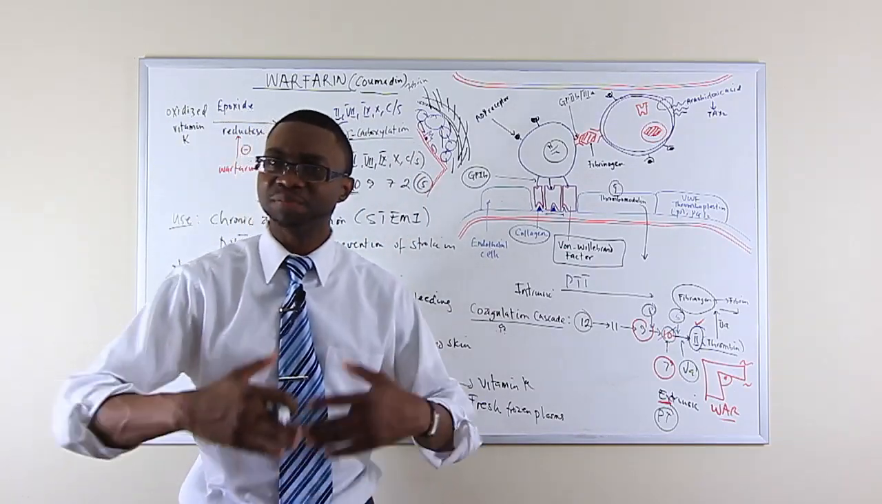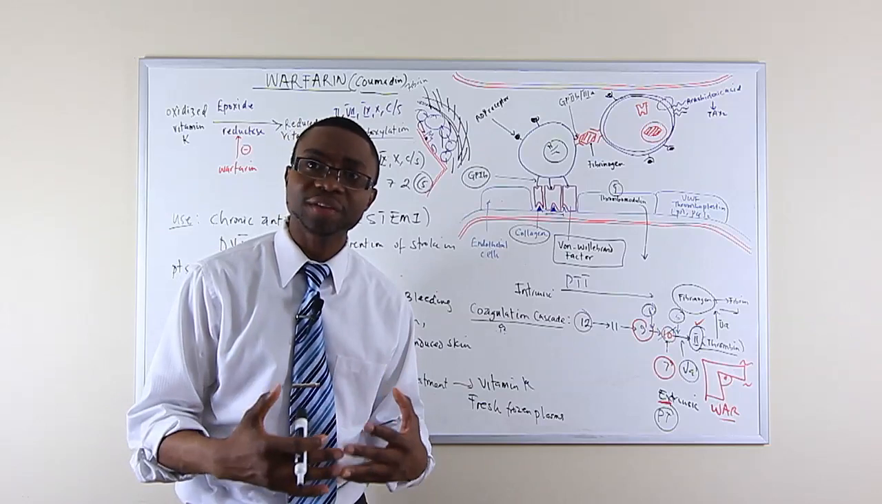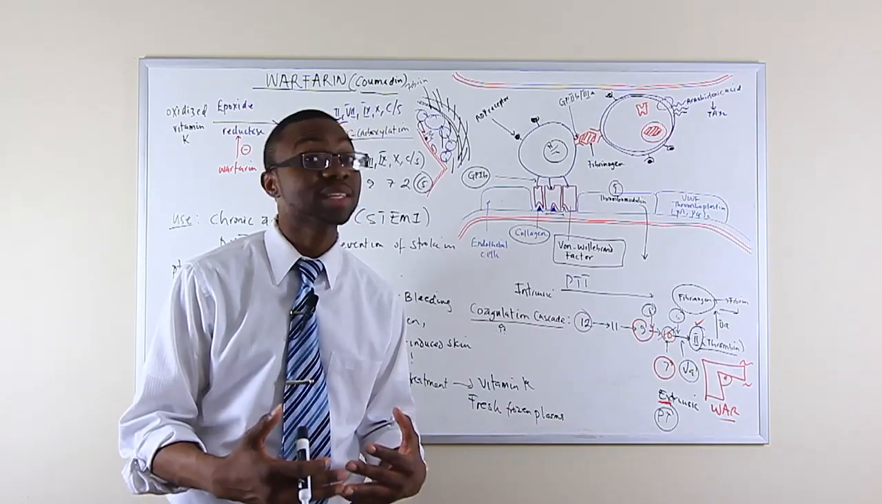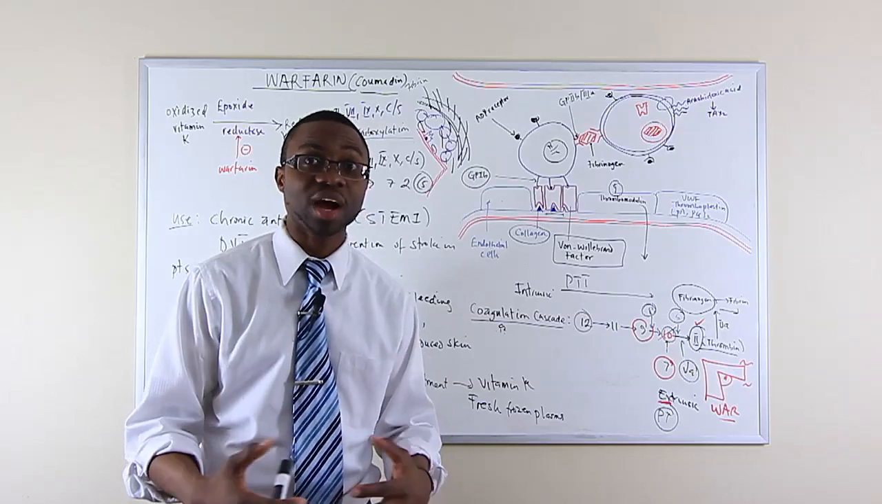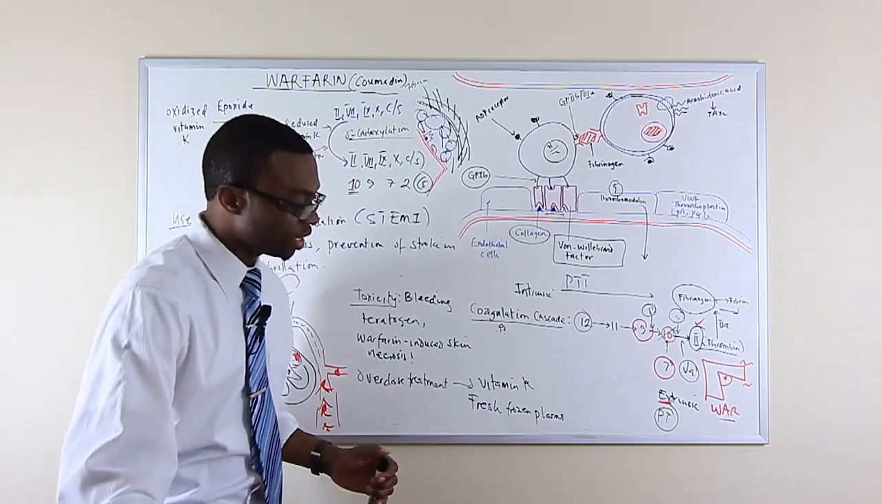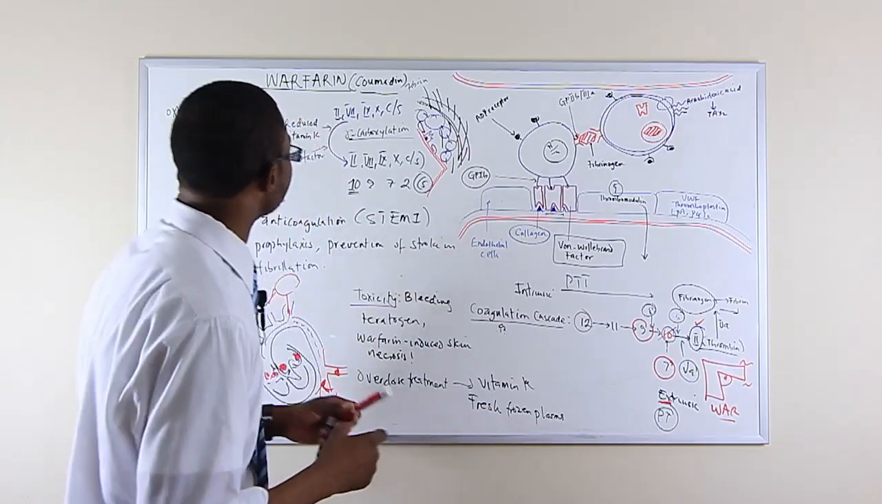Now on the boards, what they want you to know is how do you reverse the medication if a patient is bleeding from a warfarin toxicity or overdose, because the patient can bleed to death really quickly, develop hemorrhagic shock, and bleed to death. So you give them vitamin K. Let's take a look at why we give them vitamin K.